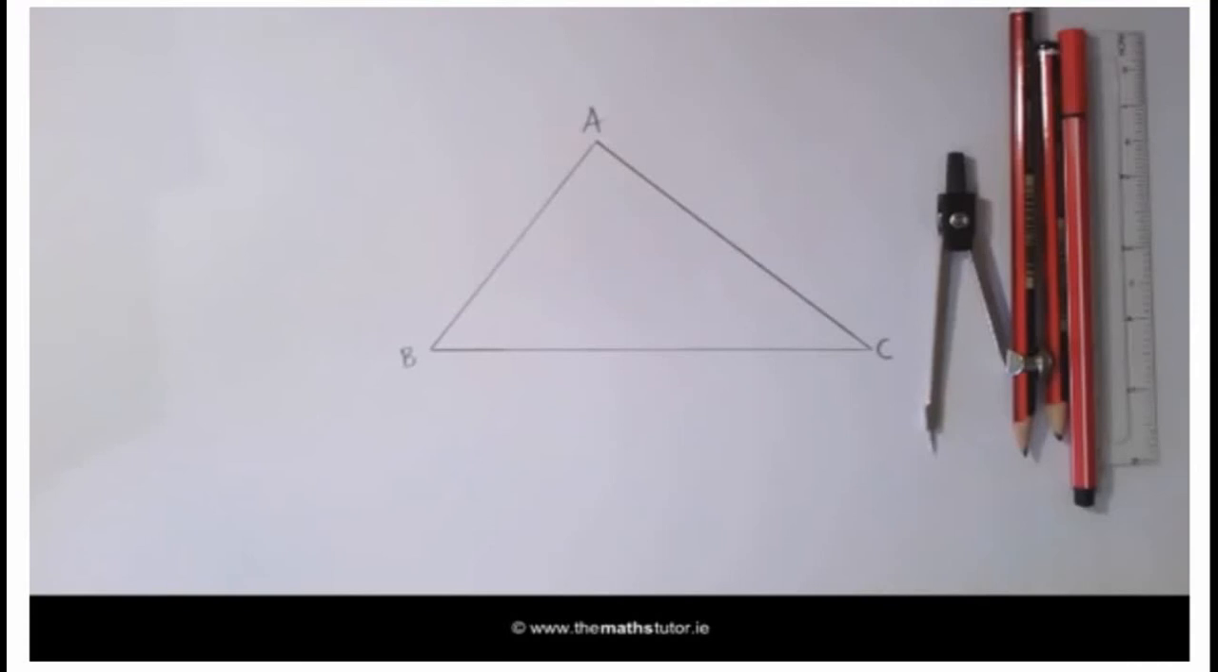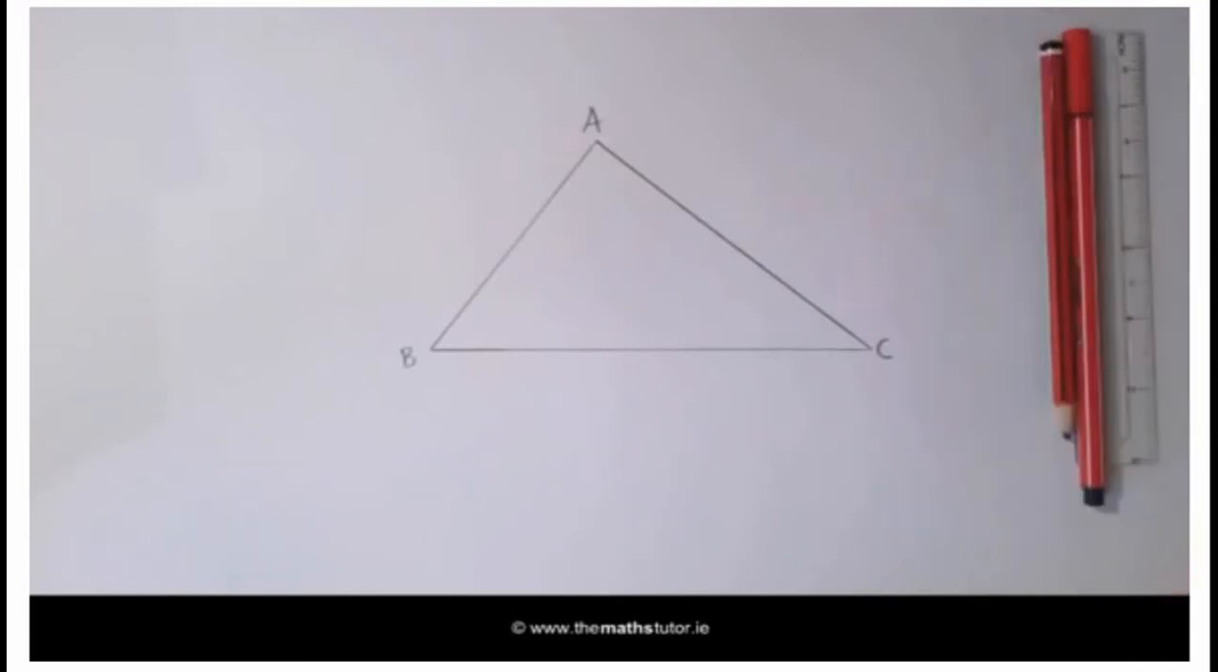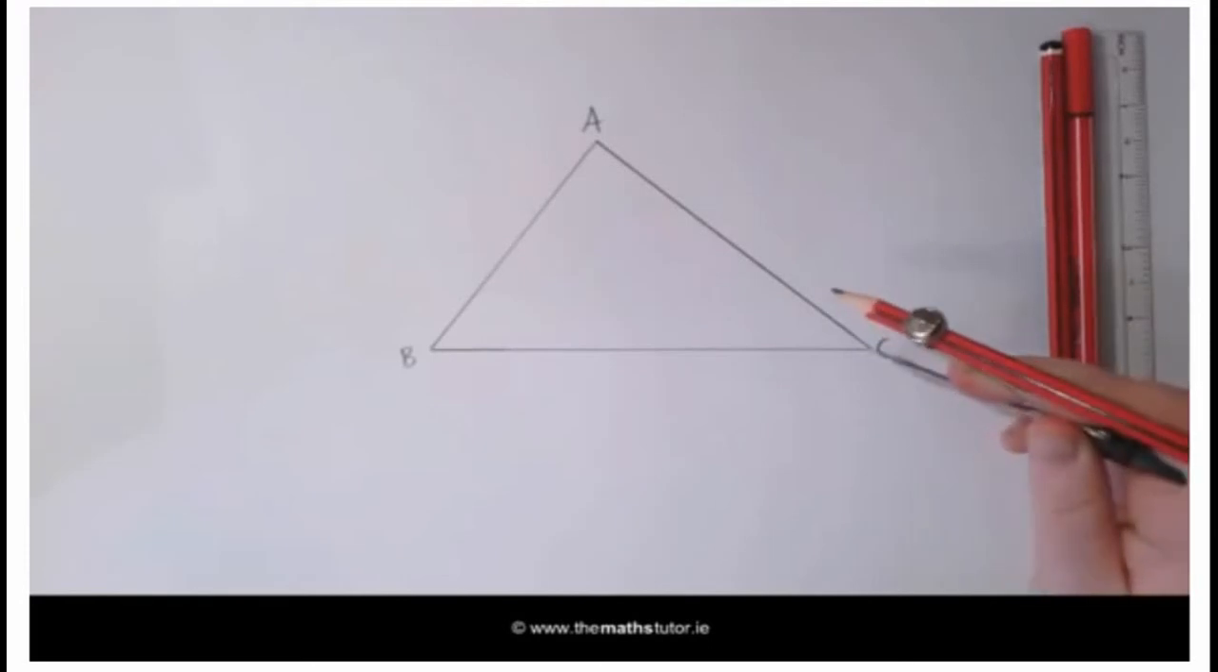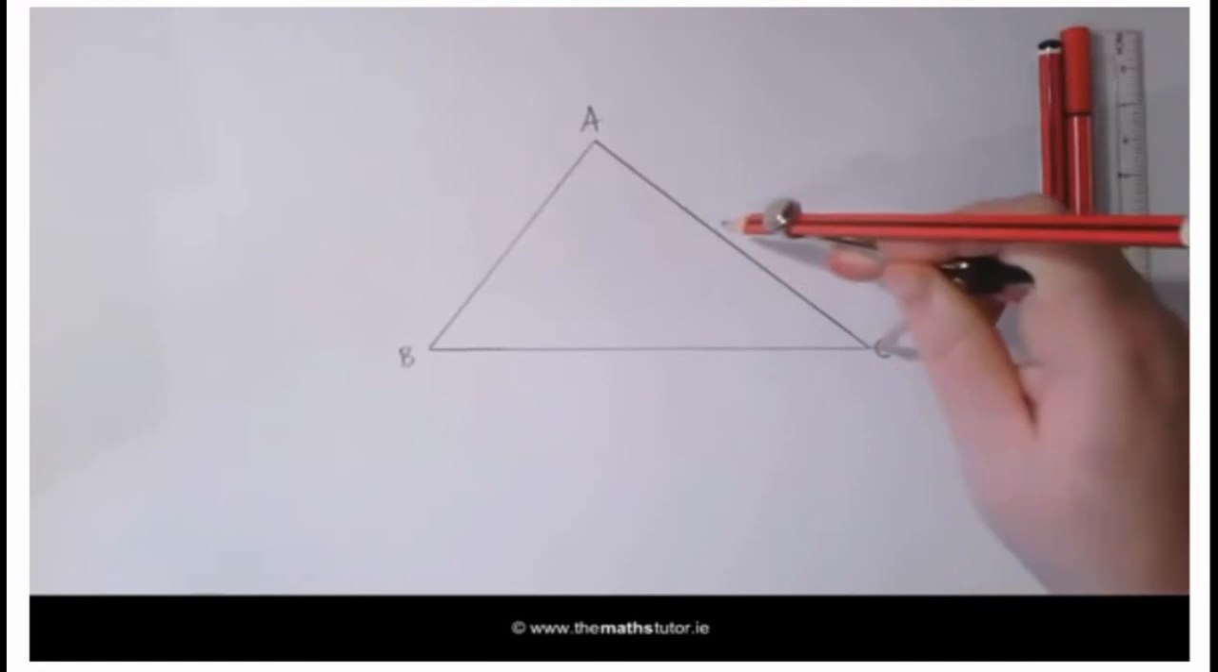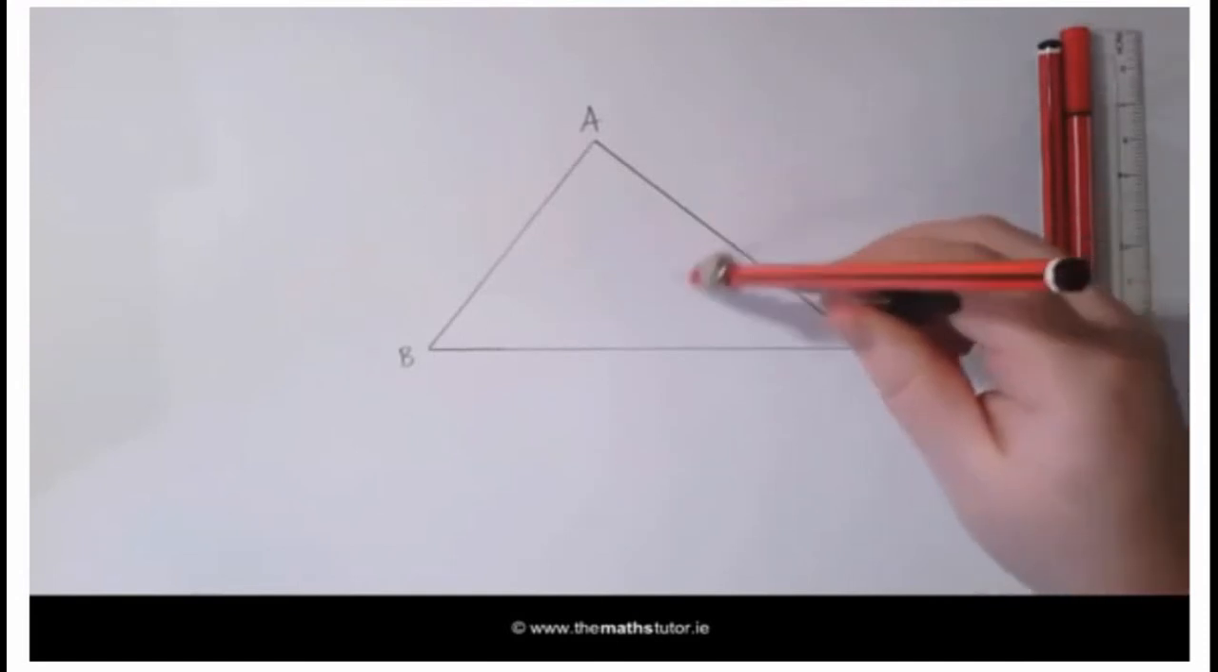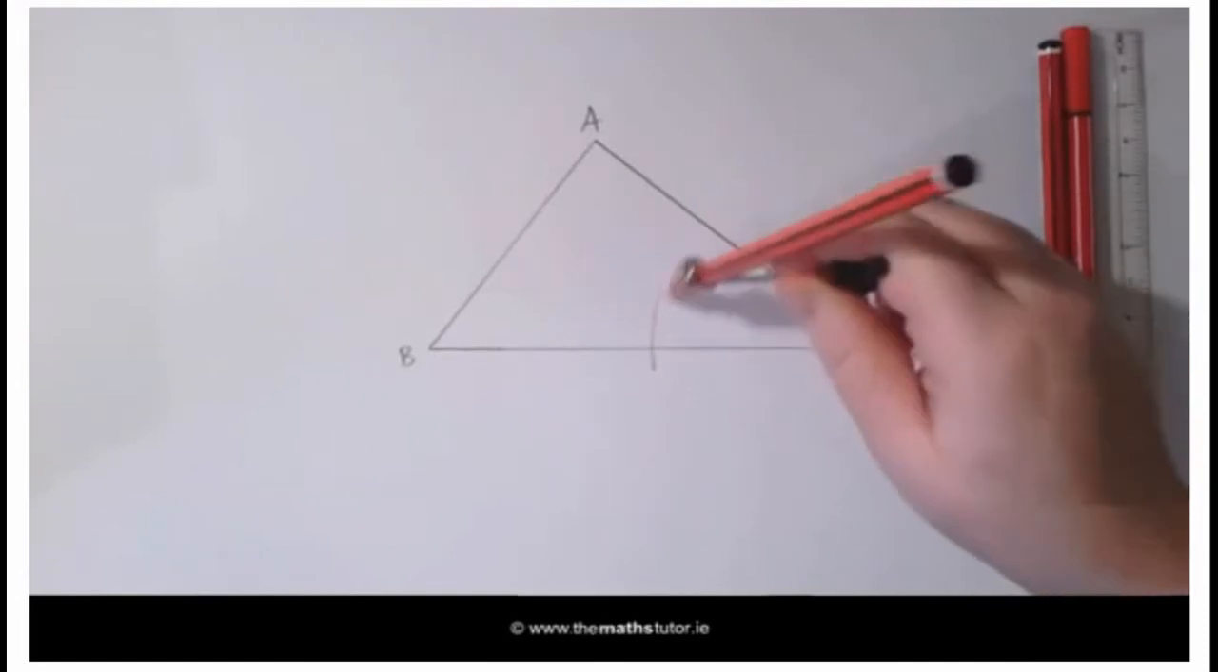The first thing we are going to do is find the midpoint of the side AC. To find the midpoint, we perpendicularly bisect the line. So placing our compass on C and ensuring that our compass is greater than half, we are going to draw an arc across the line.